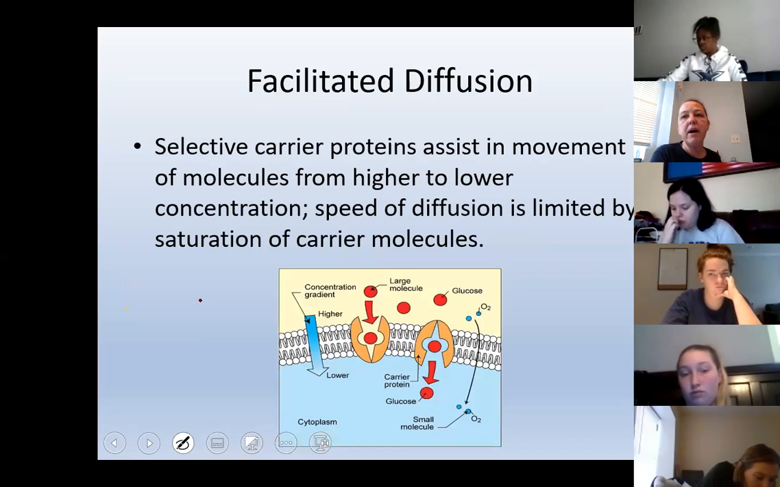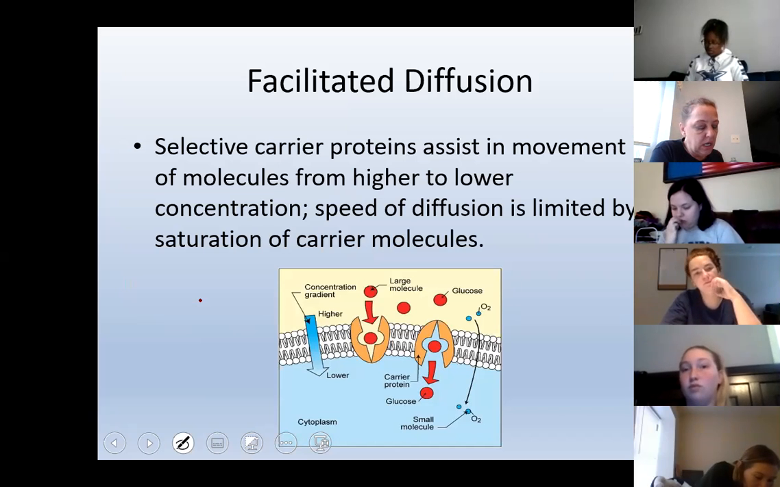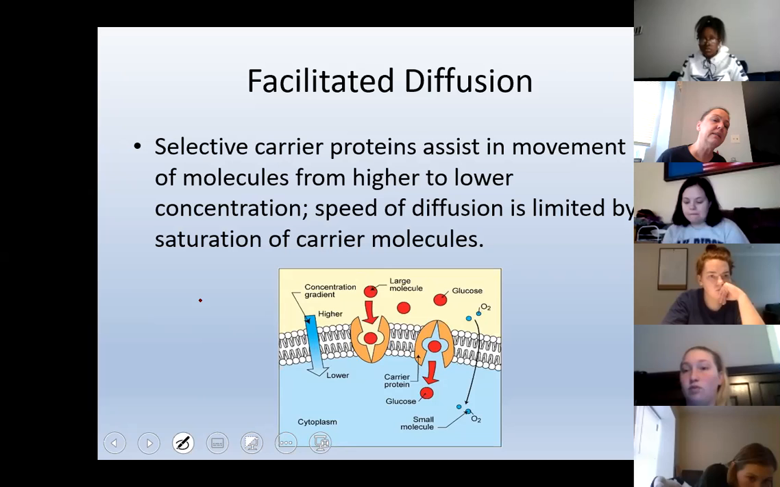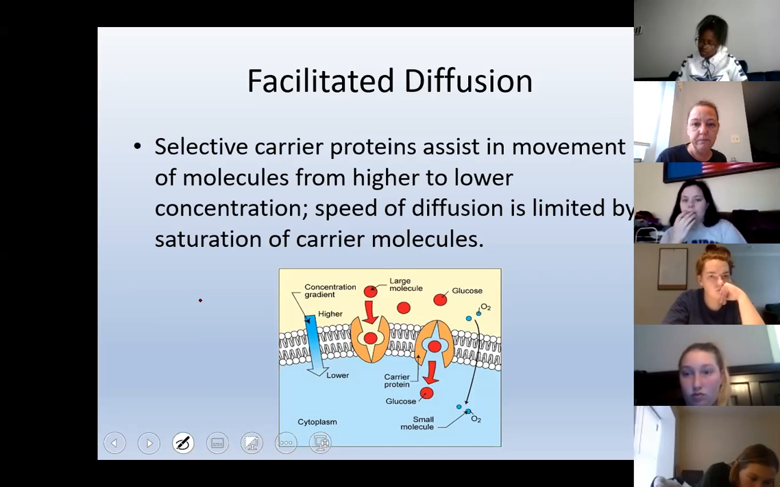The second type of passive movement is what we call facilitated diffusion. Now we're still using diffusion. We're still using the concentration gradient. We're still going from high to low, but now we have something else to help it. That's what facilitated means, to help. I am facilitating you learning this material. I am helping you to learn this material.